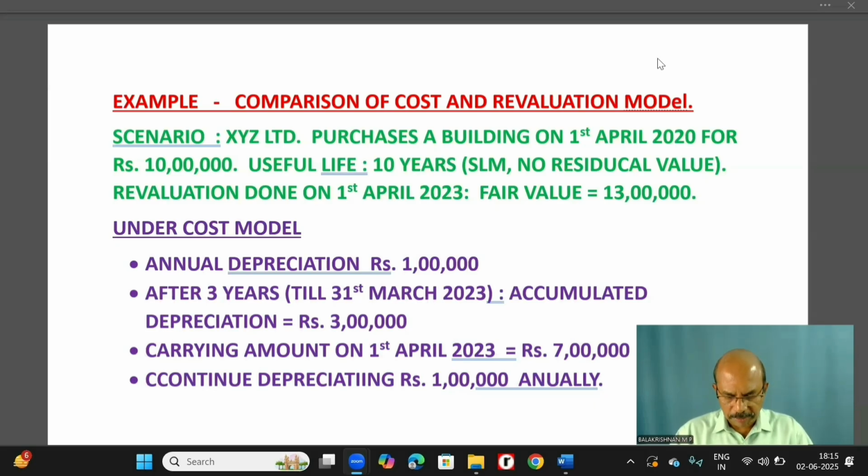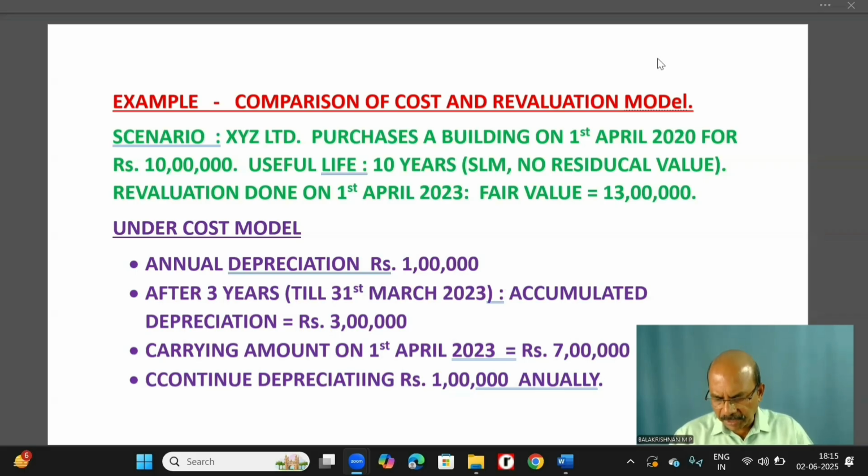Well, in the cost model, annual depreciation will be 1 lakh. You will agree with me? 10 lakhs divided by 10 years, straight line method. Fine. After 3 years, that is till 31st March 2023, accumulated depreciation will be 3 lakhs. That is 1 lakh into 3, just like that. Carrying amount on 1st April 23, how much? 7 lakhs. 10 lakhs minus accumulated depreciation of 3 lakhs.